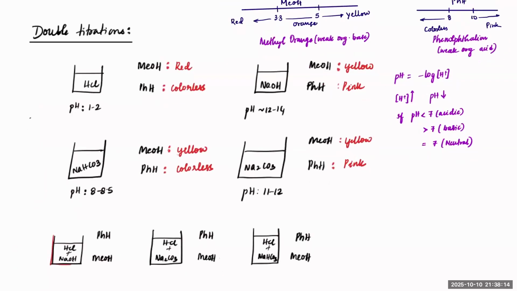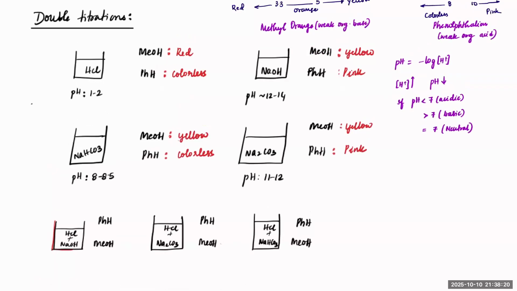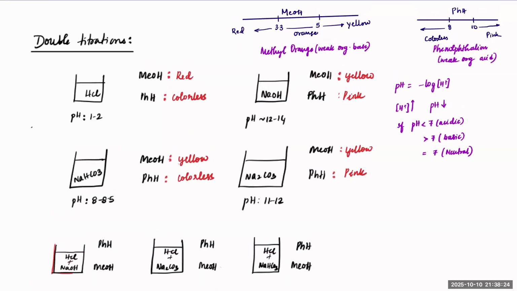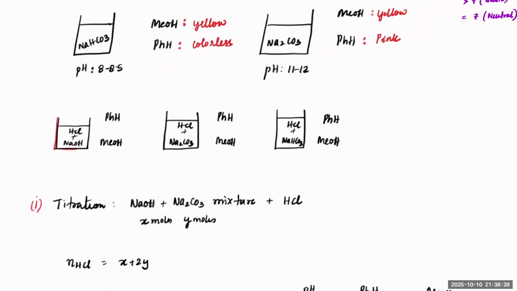So all of you are clear? At what pH, what is the color the indicators will provide? Now let us slowly come to this point. Imagine I'm titrating HCl and NaOH. Only these two are being titrated. Okay. At the equivalence point, right?